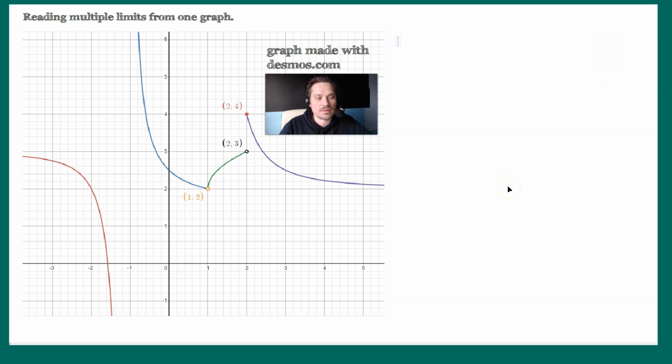In this one, we're going to talk about reading multiple limits from one graph. So look at this picture. There's a lot going on here. So let's decipher it. First, focus on the piece all the way on the right side.